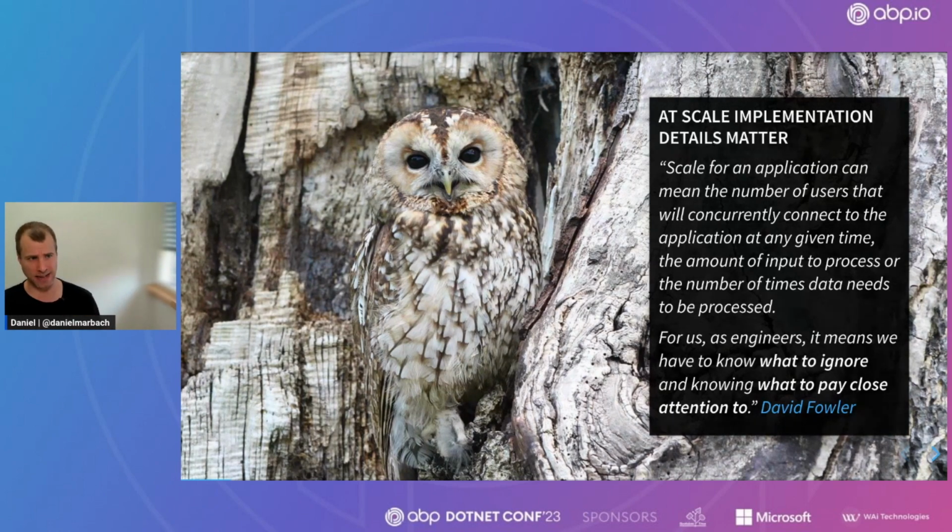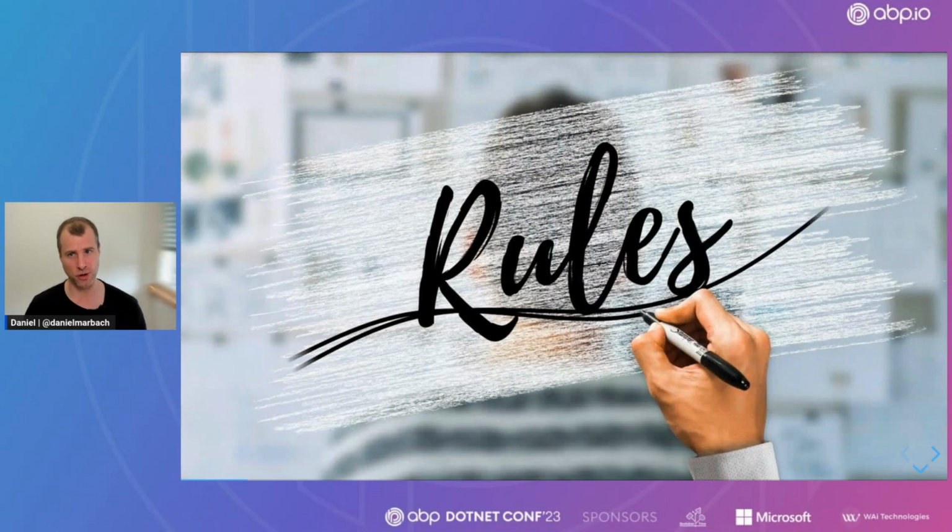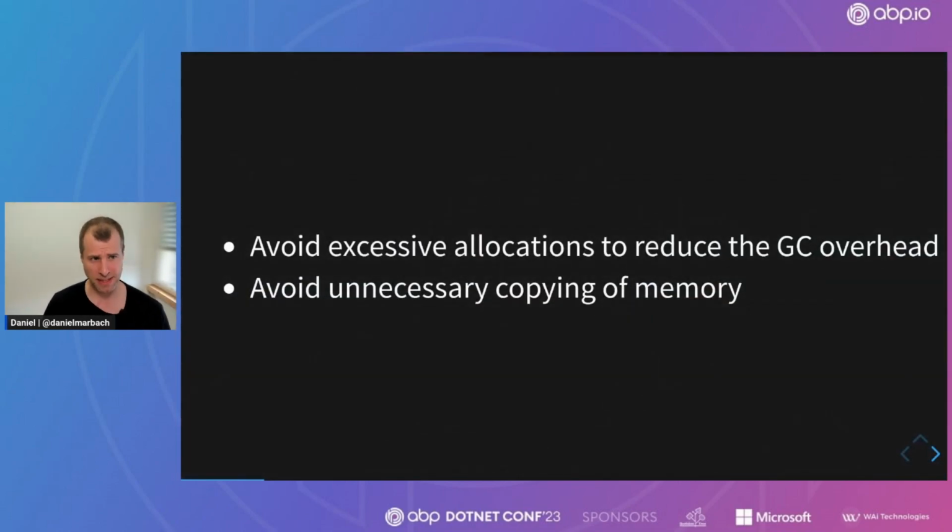As a developer, I usually like to have rules that I can apply, and I have brought you the most important rules for my talk today. These are the two. First, avoid excessive allocations to reduce the GC overhead. And the second one is avoid unnecessary copying of memory. These are basically the two high-level categories. If you memorize those two rules, you are going to be fine, or at least you're going to be fine the majority of the time.